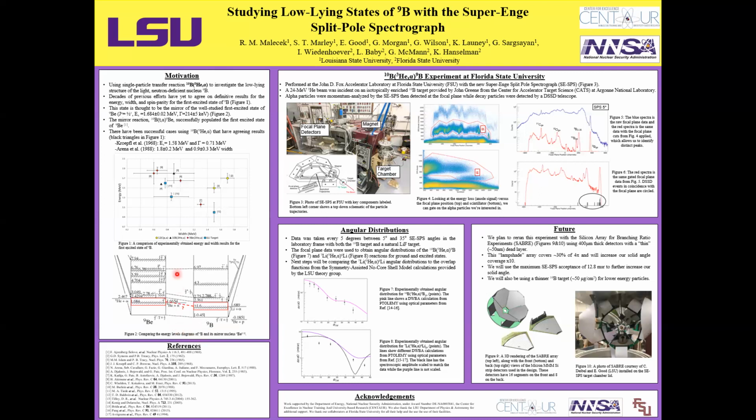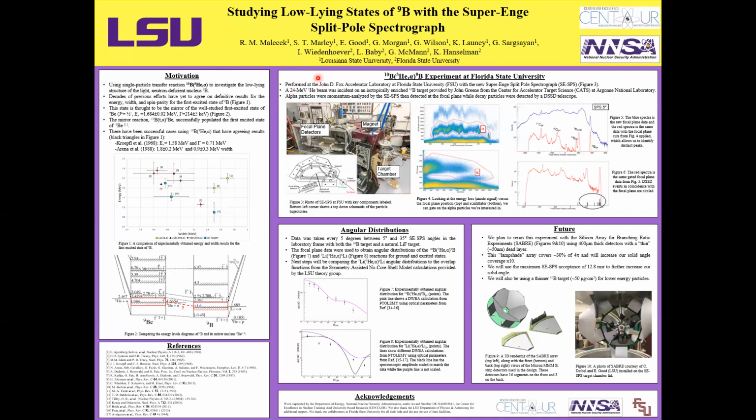The reaction we're going to be employing to study this structure is boron 10 (helium 3, alpha). We chose this reaction because the mirror reaction, boron 10 (t, alpha), has successfully populated the first excited state of the mirror nucleus beryllium 9, and also there has been success in previous years, in 1968 by Krofel and in 1988 by Arena, that roughly agree within their error bars.